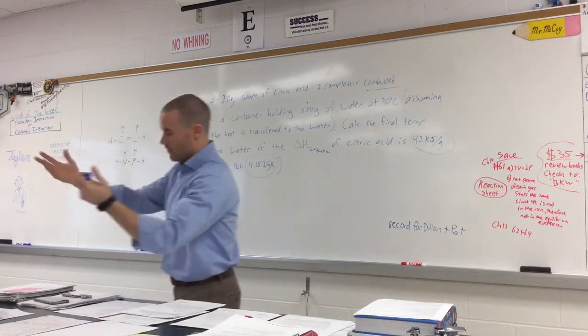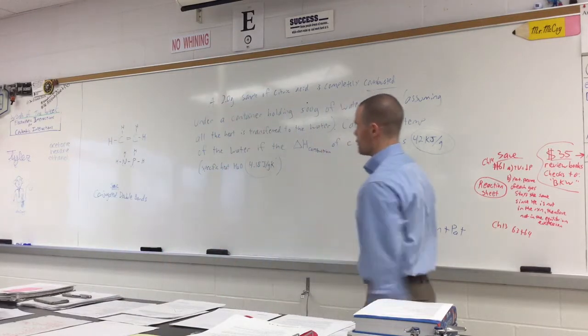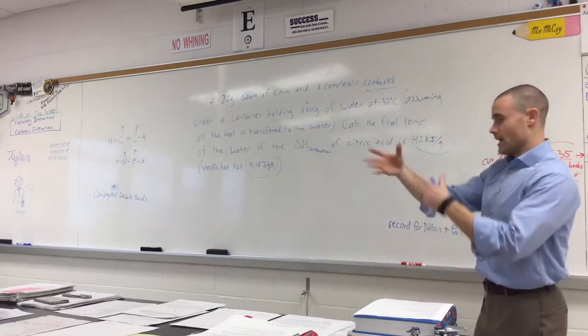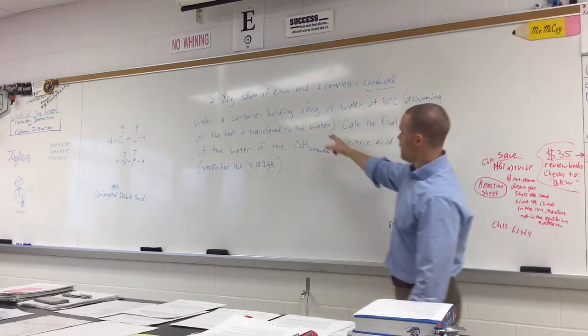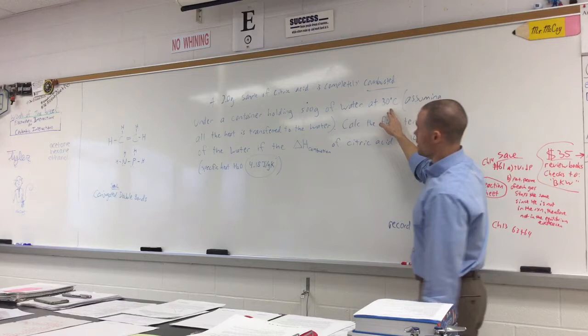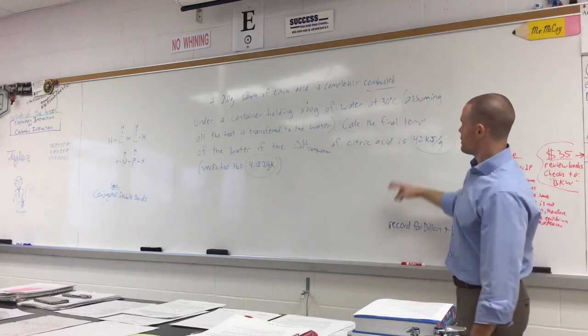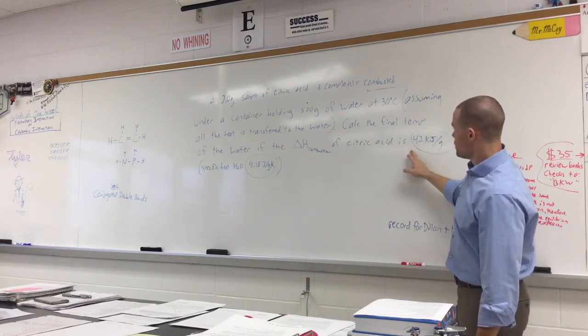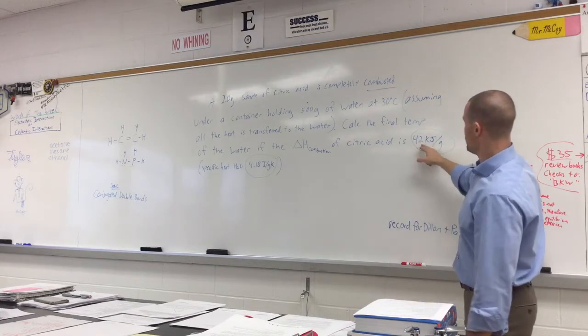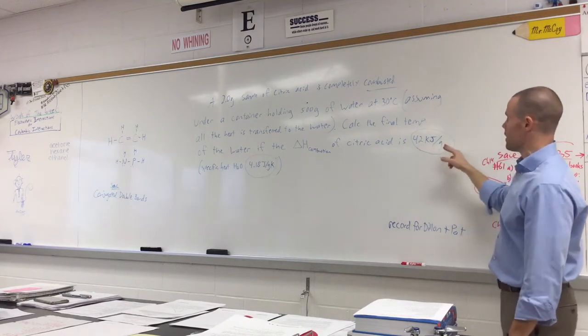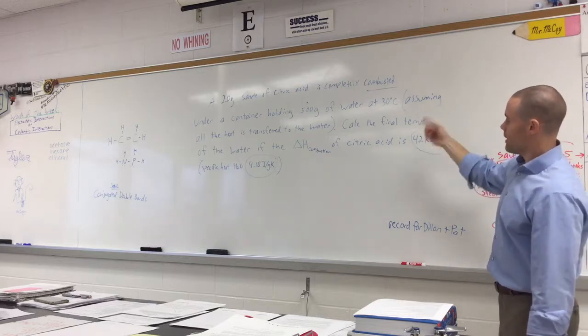Obviously there's error associated with that, and energy can be lost to the air and into the actual cup or container. But let's assume all the energy is transferred. So you have 500 grams of water, starting at 30. You have 2 grams of citric acid. It says your delta H of combustion of citric acid is 42 kilojoules per gram. They want to know the final temperature of the water.